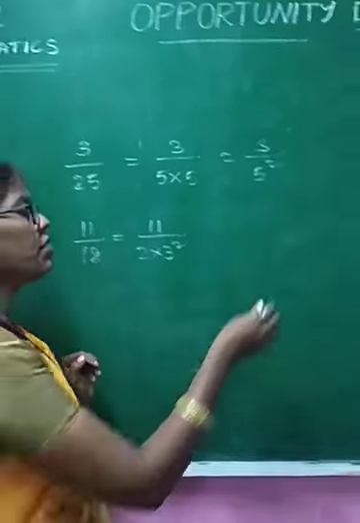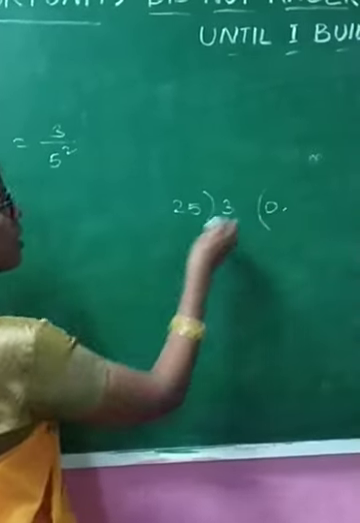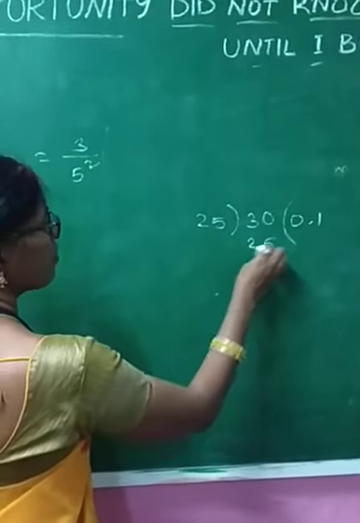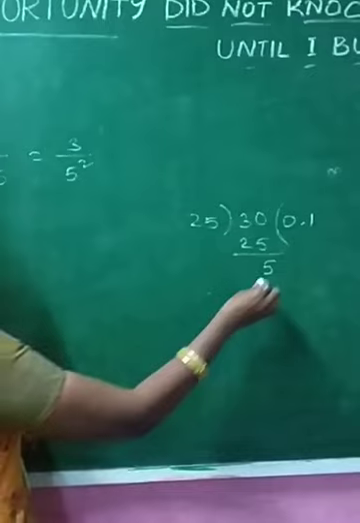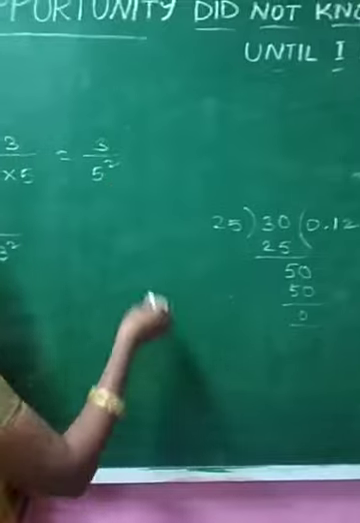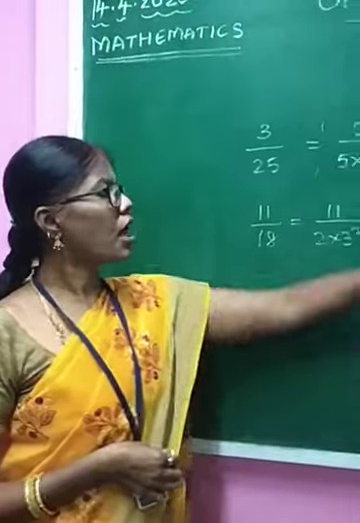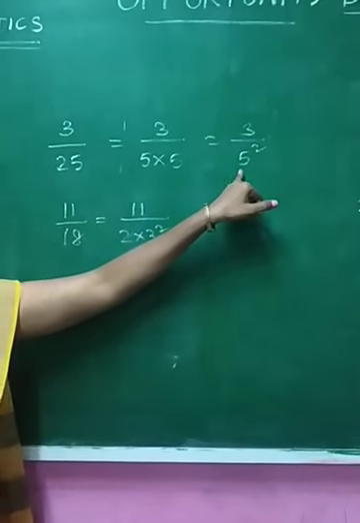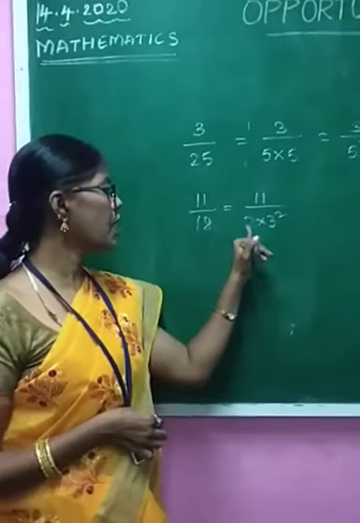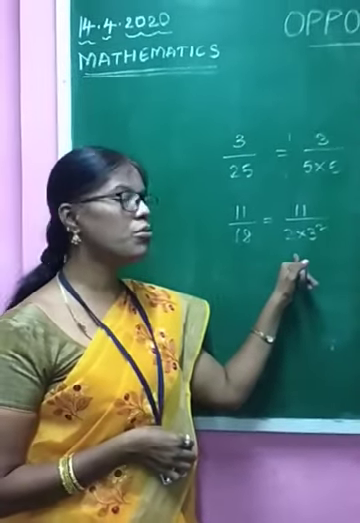Why? Let us see with normal division. 25, 3. 3 doesn't go, so we take a decimal point. 0, 25 ones are 25, 30 minus 25 is 5. We take 0 again, 25 twos are 50. So now we got 0.12. It is nothing but a terminating decimal. Now if you observe, the denominator has 5 square, and here the denominator has 2 into 3 square. This is not at all a terminating decimal. Without dividing also we can say that.